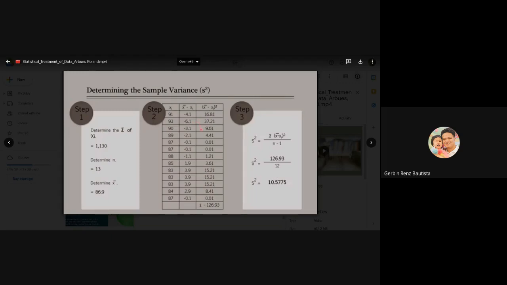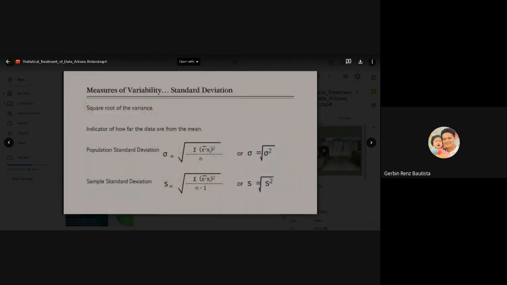The sum of all the squared differences is 126.93. Now, substituting it into the formula for sample variance, S squared is equal to 126.93 divided by 13 minus 1, or 12, to come up with a sample variance of 10.5775.